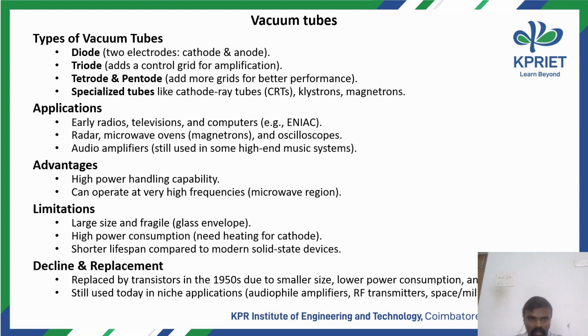Then regarding their advantages, they have very high power handling capabilities. As I told you, they can be used in microwave ranges. Those can be used in large industries and space applications because of their high powers. Then they can be operated with high frequencies, even in the microwave region. As I told, the klystron and magnetron tubes are working with microwave frequency bands. So there we can use the vacuum tubes.